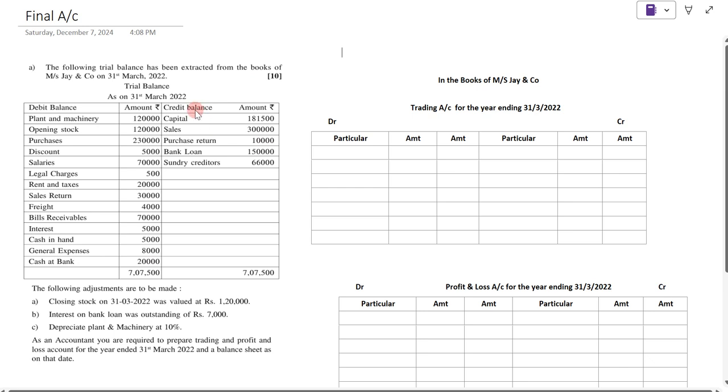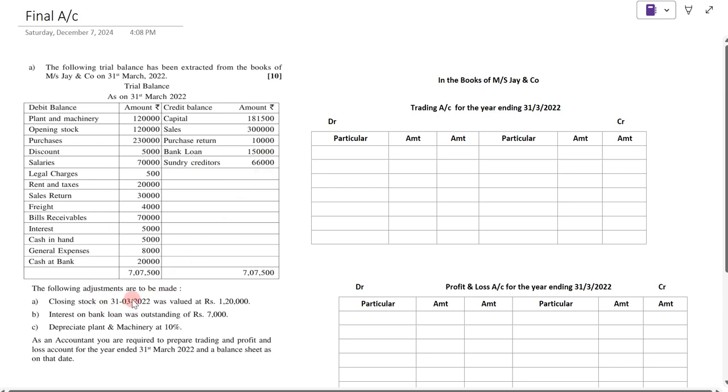Then in the credit balance we have capital 1,81,500, sales 3 lakhs, purchase return 10,000, bank loan 1 lakh 50,000, then sundry creditors 66,000.